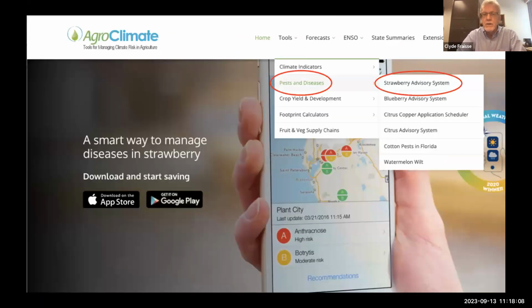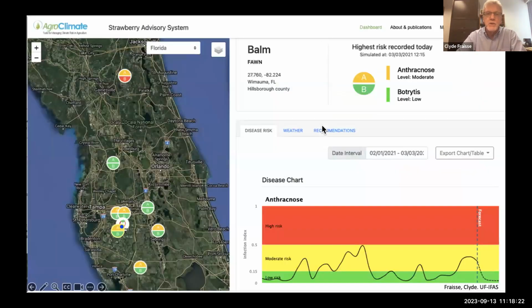Another tool that is very popular are the disease forecast systems. And we have them for strawberries, blueberry, and some directed to citrus. The strawberry one has been widely adopted in many places, and it's fairly simple. We're looking at two diseases, anthracnose and botrytis, and what you see is the risk level for different weather stations. Each marker here is one weather station in Florida, and the A is for anthracnose, B is for botrytis, and the colors will indicate if we have low risk, moderate risk, or high risk.